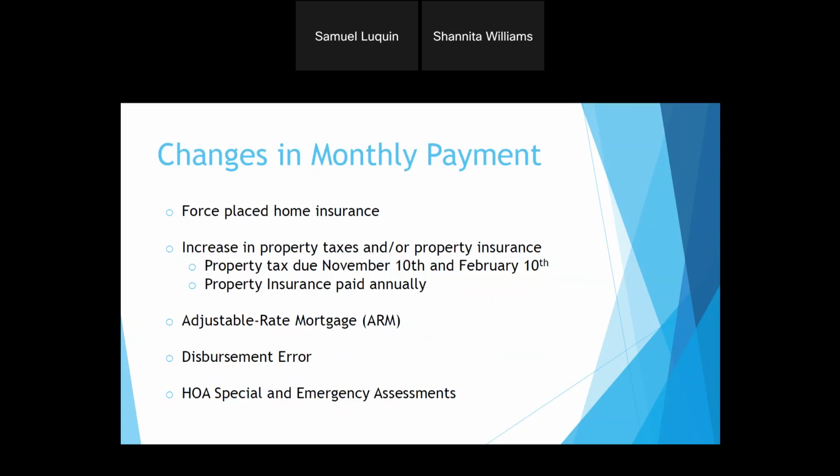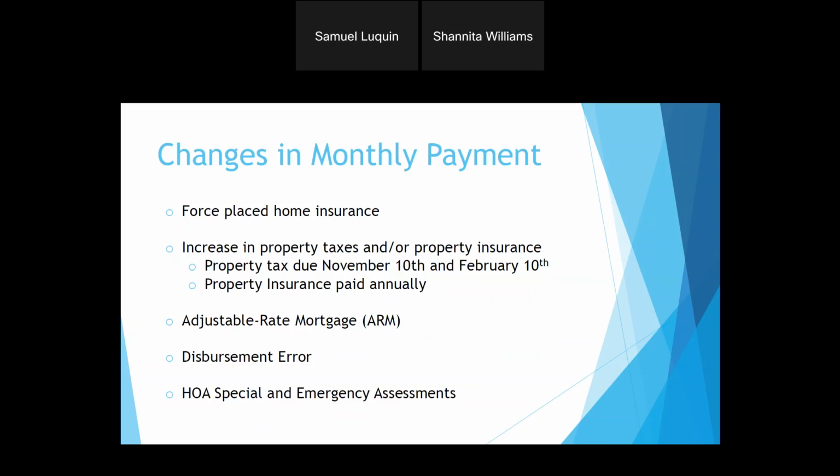Now, property taxes are due in 2 installments each fiscal year, the first being November 10th, the second being by February 10th. These 2 payments can be paid all at once, but the very first installment would be due on the 10th of November. Property insurance is paid annually, so that disbursement should happen no more than 1 time a year.